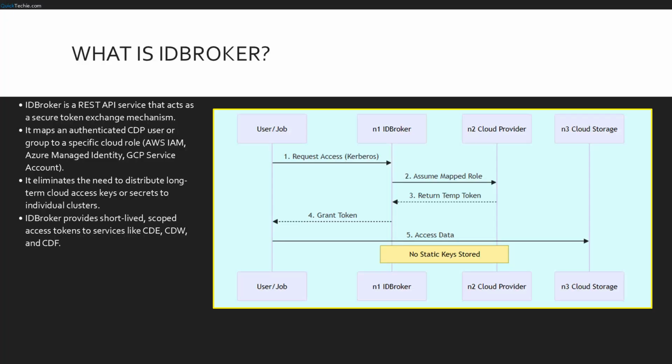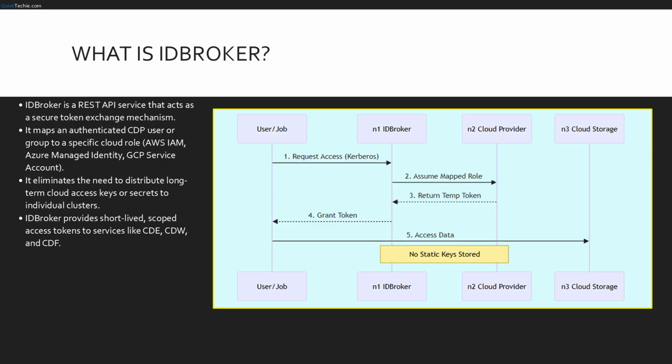Let's get started. Let's define what IDBroker is. In a cloud environment, your data services like Spark jobs in CDE or flows in NiFi need to read and write data to S3, ADLS, or GCS. Traditionally, this might involve hard-coding access keys, which is a security risk. IDBroker solves this by acting as a secure middleman.